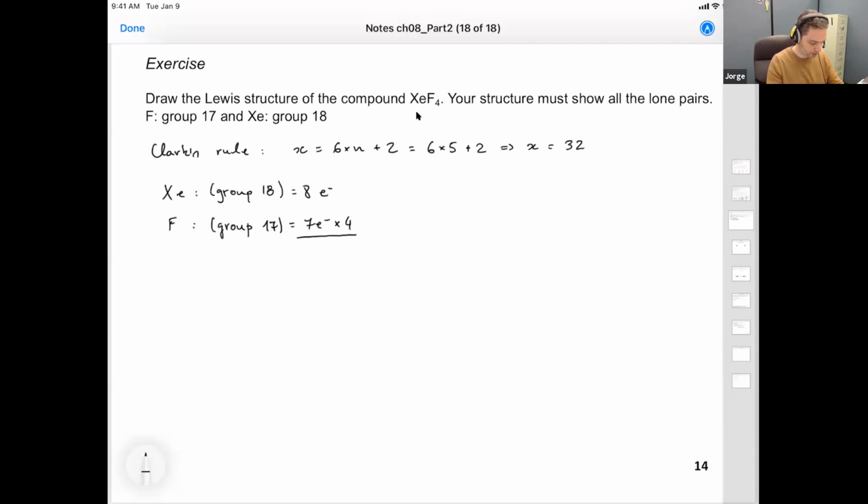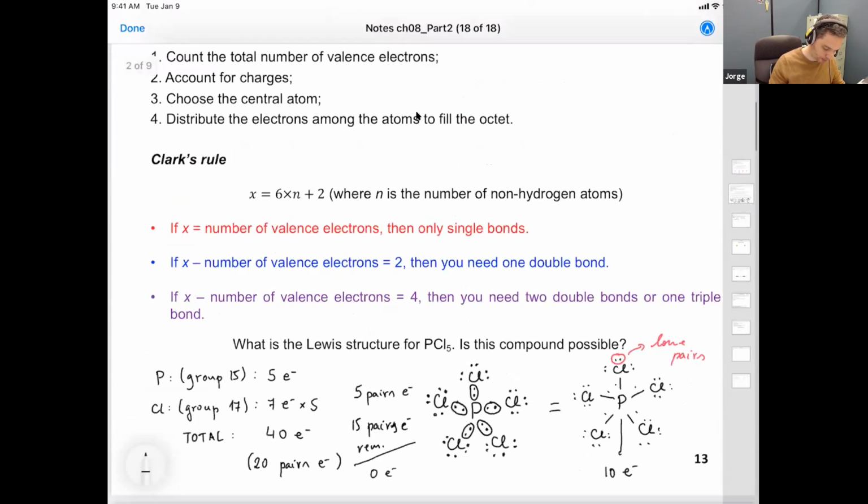Therefore, the total number of valence electrons, according to my numbers here, is 36 electrons. Okay, so now we compare X with the number of valence electrons. So we are going to subtract X from the number of valence electrons, and that will give us minus 4.